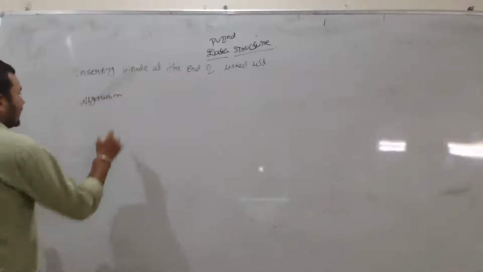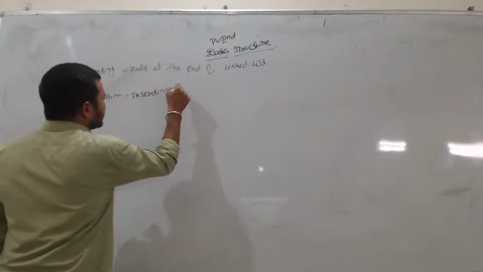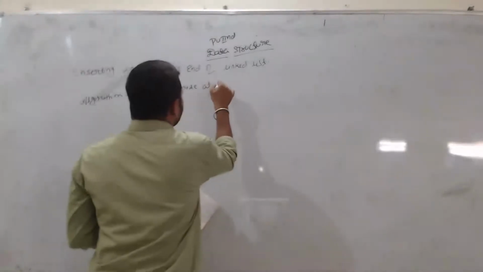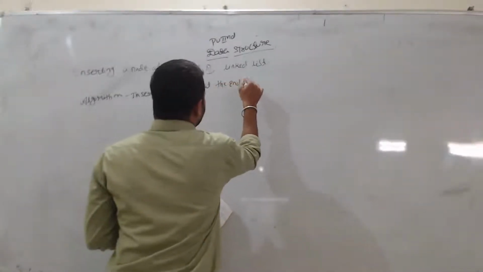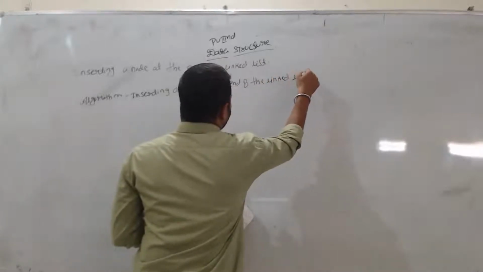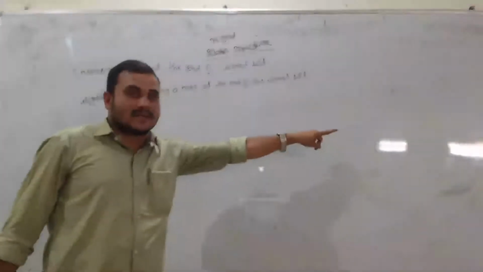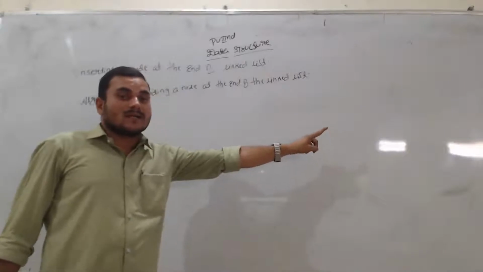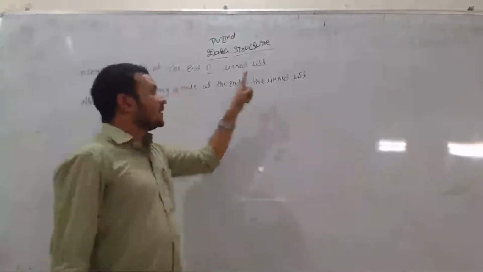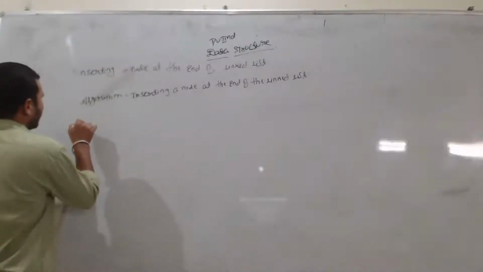Inserting a node at the end of the linked list. So where you have to insert a node at the end of the linked list, right? After the last node you have to insert a new node. So in the last linked node you have to insert one more, that is the new node. Okay, fine. I will write down the algorithm here.